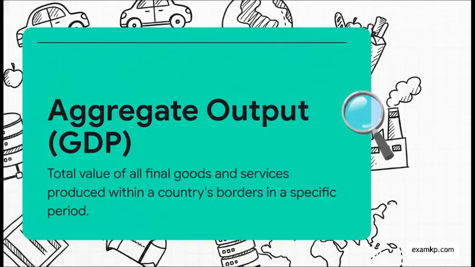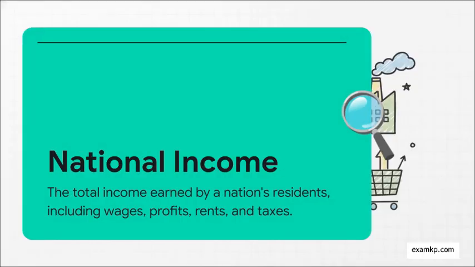Okay, next up we have national income. So, if GDP is what a country produces, then national income is what that country's people earn. It's a grand total of every single salary, every business profit, and every bit of rent that the people of a nation collect. It doesn't matter if they earned it at home or somewhere else in the world.